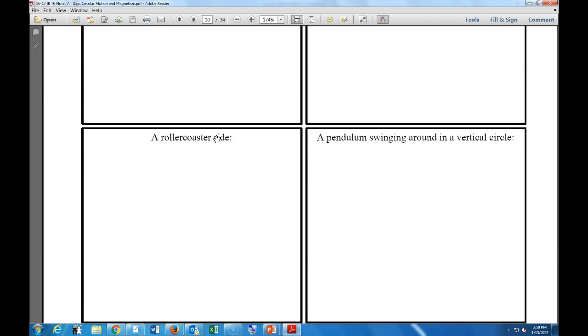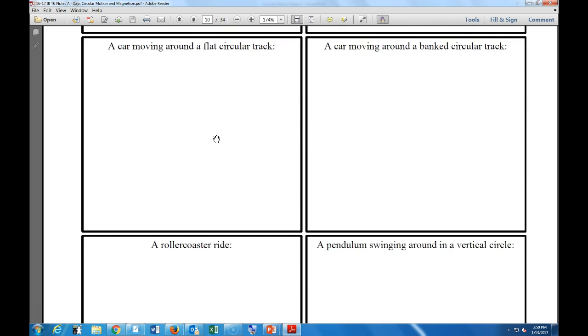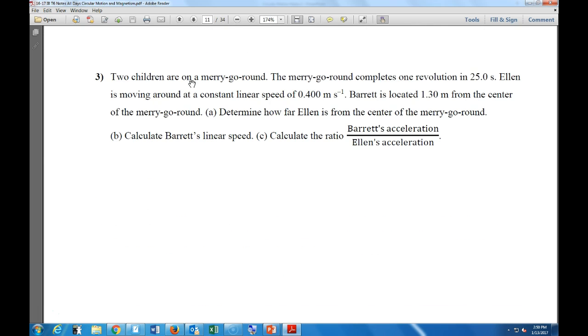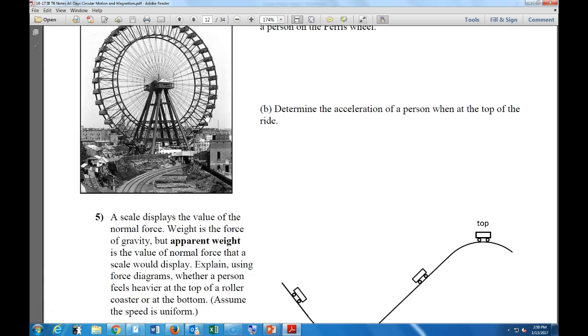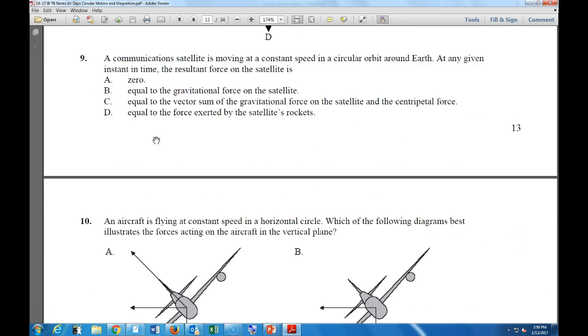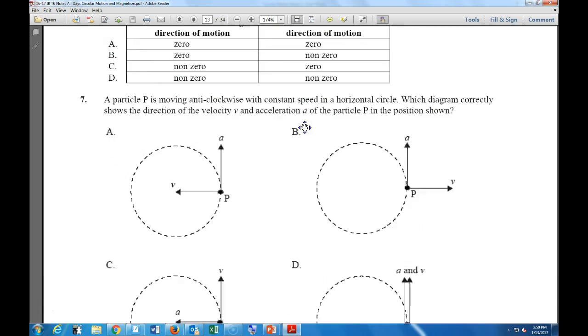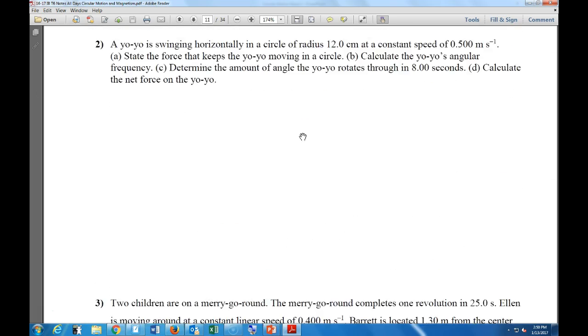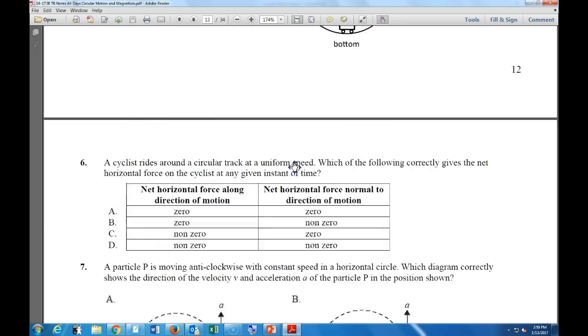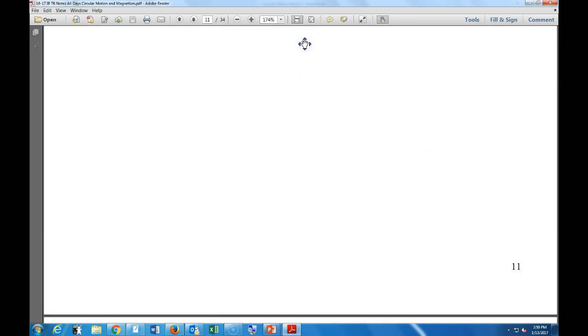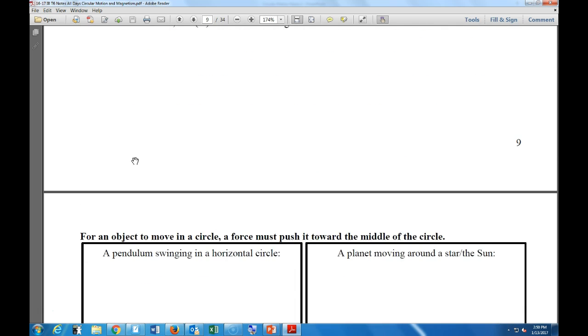We are going to fill in these notes on page 10, and then your homework is going to be to solve numbers 3 through 9. That's the homework. Perhaps I'll add a couple more, but for right now it's 3 through 9. Just check the email. On this page 10, we are going to be analyzing objects that move in circles, and we'll analyze the forces acting upon those objects.